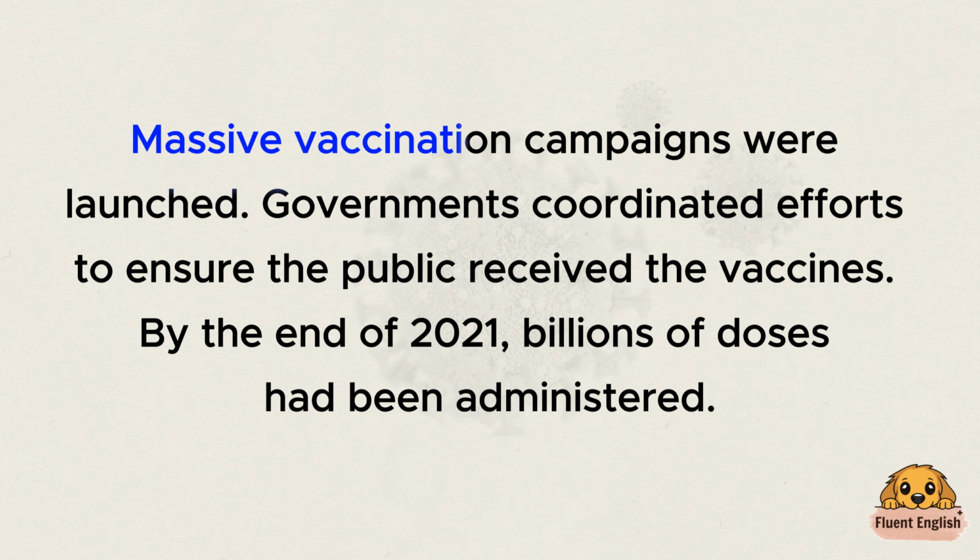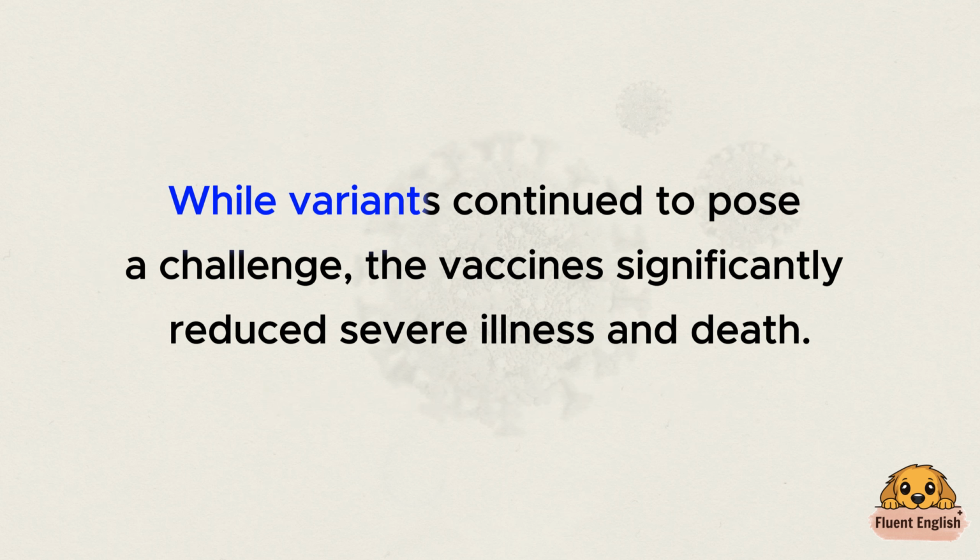Massive vaccination campaigns were launched. Governments coordinated efforts to ensure the public received the vaccines. By the end of 2021, billions of doses had been administered. While variants continued to pose a challenge, the vaccines significantly reduced severe illness and death.